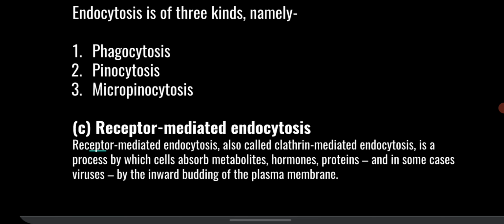Receptor mediated endocytosis. Receptor mediated endocytosis, also called clathrin mediated endocytosis, is a process by which cells absorb metabolites, hormones, proteins, and in some cases viruses by the inward budding of the plasma membrane.